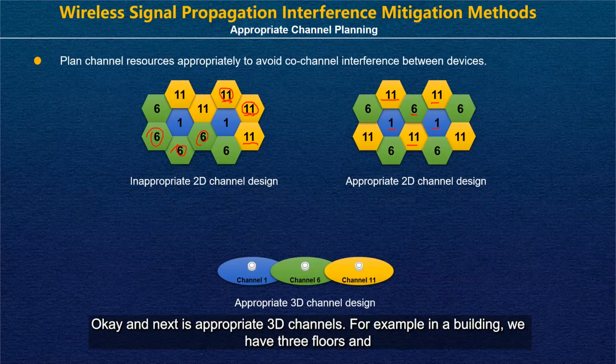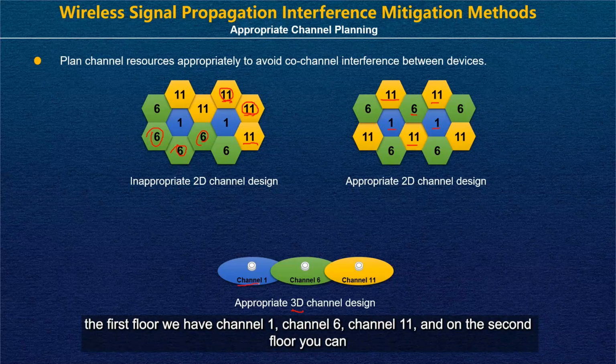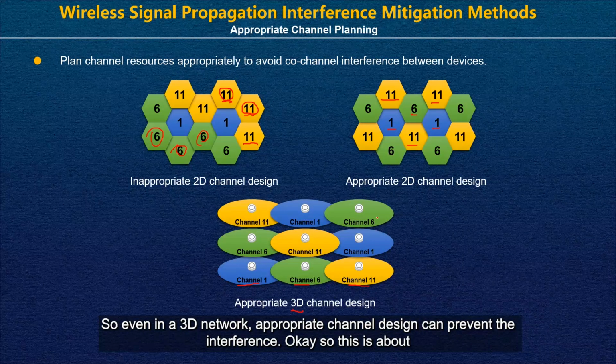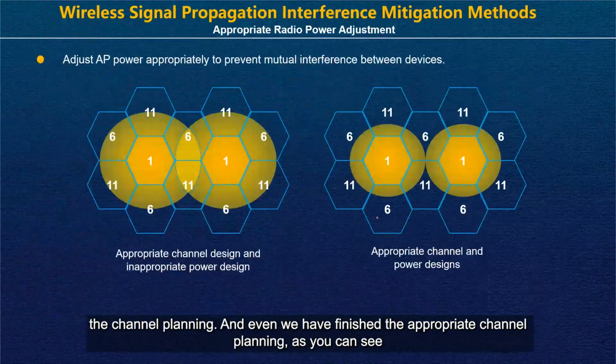Next is appropriate 3D channel design. For example, in a building with 3 floors, on the first floor we have channel 1, channel 6, channel 11. On the second floor, you can see channel 6, channel 11, channel 1. And on the third floor, channel 11, channel 1, channel 6. So even in a 3D network, appropriate channel design can prevent the interference. So this is about the channel planning.